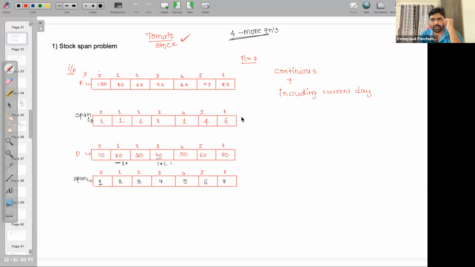Okay, right. So what does this stock span problem say, friends? Let me quickly revisit it and then I'll start the new problem. If you remember, when I discussed this question, I said that if you know the solution, 4 more questions you can easily solve. So today we are going to see those 4 questions.